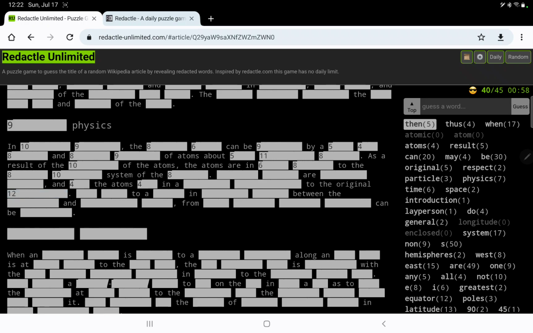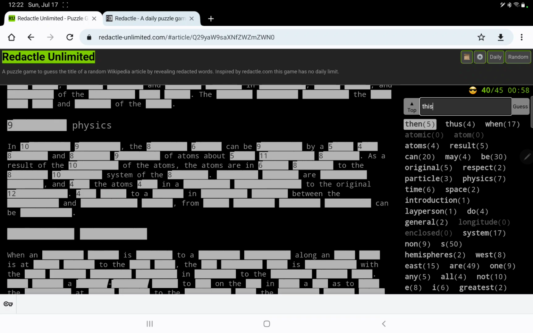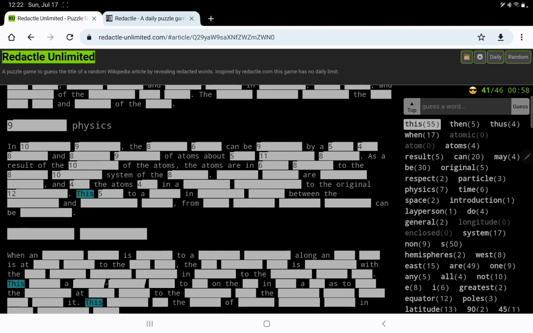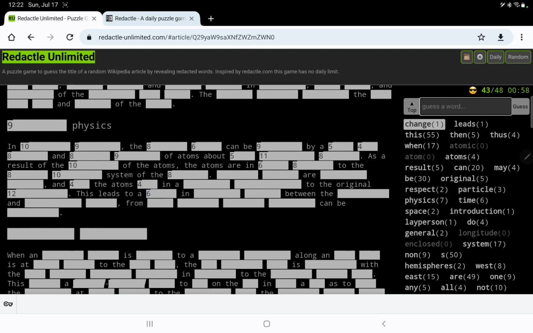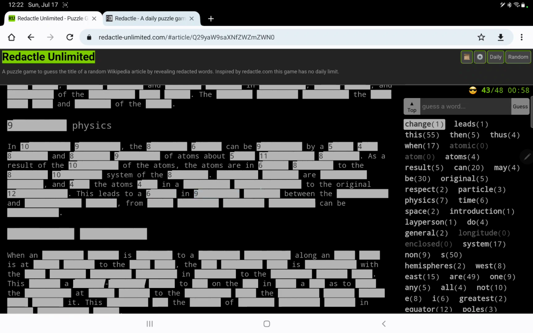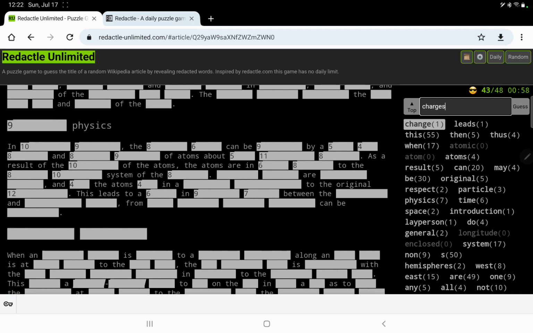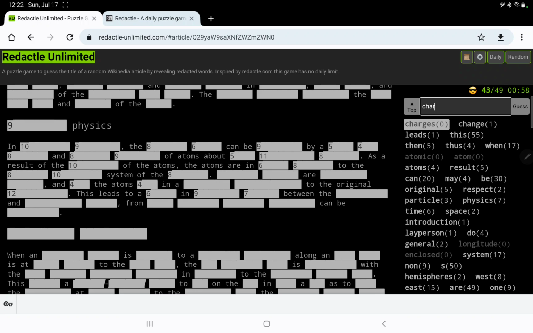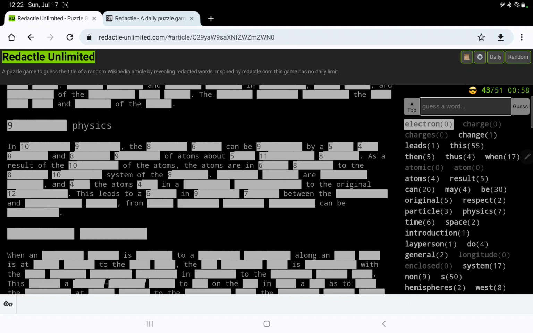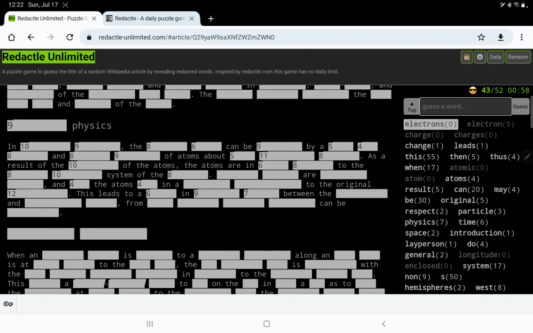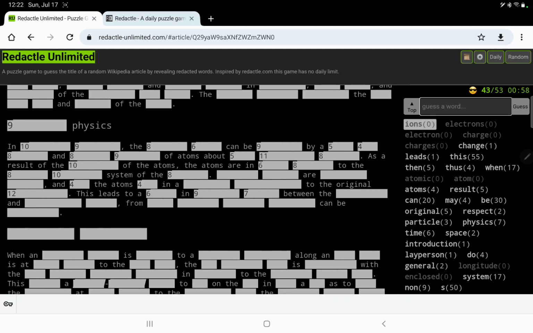No, to the original 12. How about this? This leads to a change. No, this leads to a rise, fall, decrease in charges. No charges. Let's try charge singular. No. How about electron? Electrons? No. Ions? No.